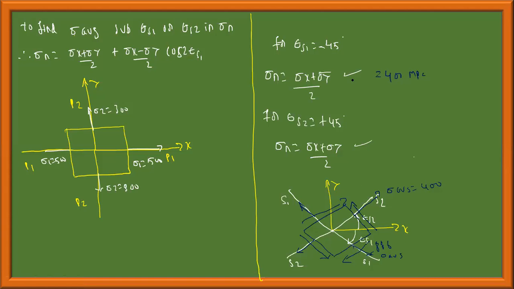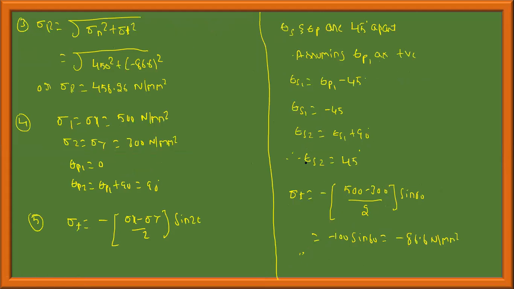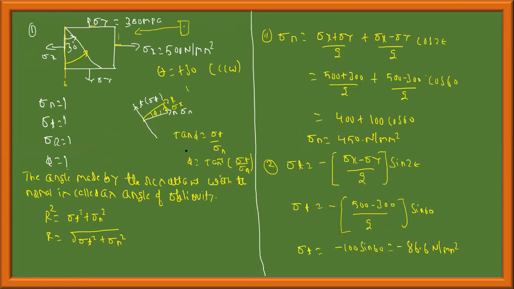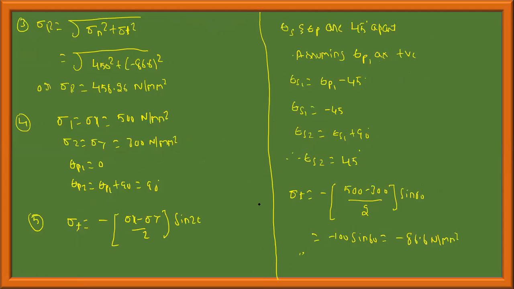Have you understood this? Follow this convention. There's no need to worry. This is the standard problem. We can solve like this. First, we need to find the angle, whether it's positive or negative. Find the normal stress, resultant stress, angle of obliquity, and then we'll go on to find the principal stresses.